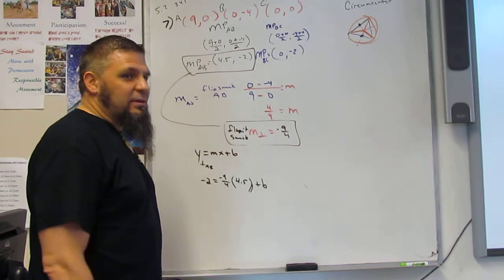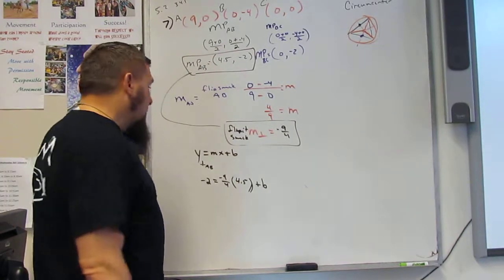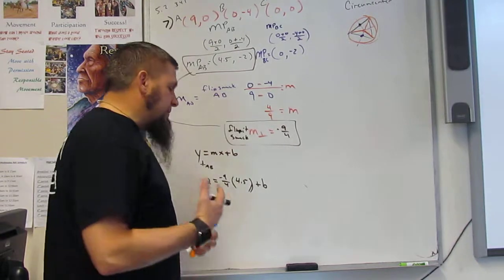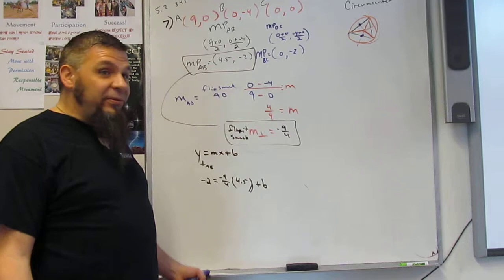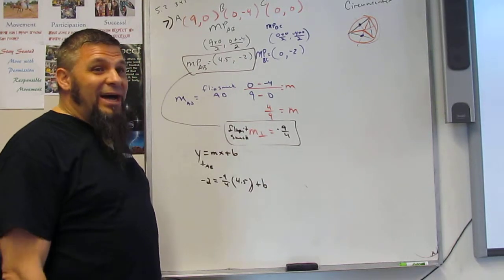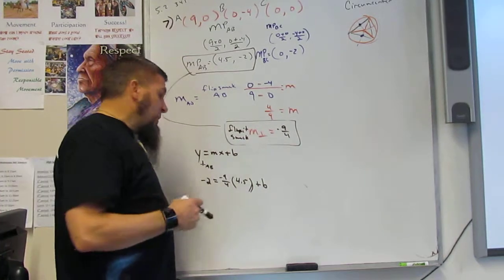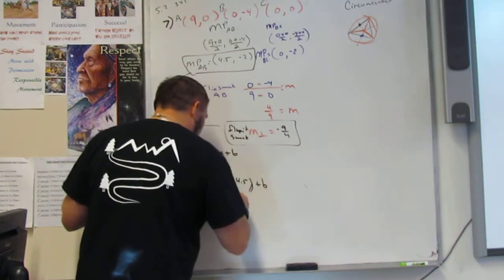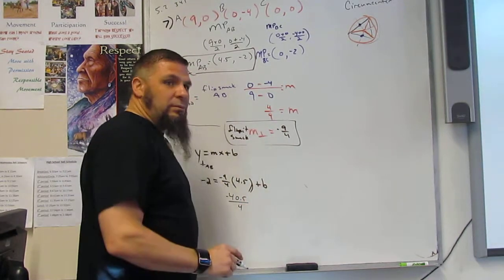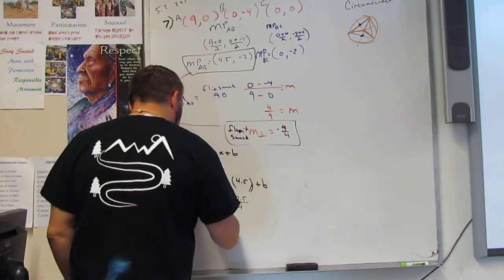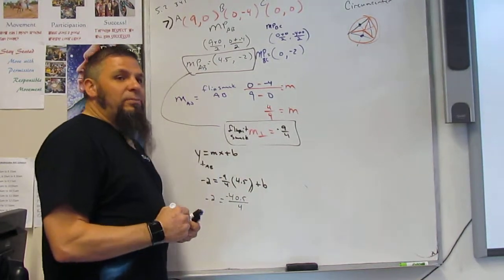So this is almost looking like calculator work. Right? Because 9 times 4 is what? 36? Right? Half of 9 is 4.5. 36 and 4.5. Negative 40.5. So negative 40.5 over 4 equals negative 2. So I'm going to add 40.5 over 4.